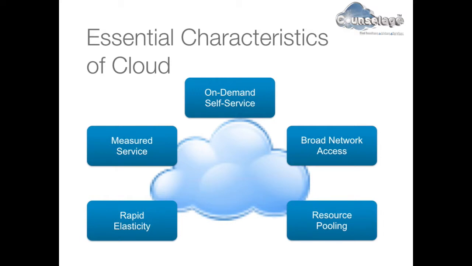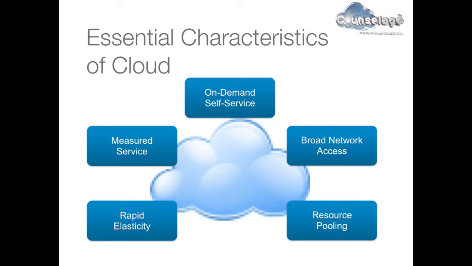The third one is resource pooling. So, what happens here is that providers' computing resources are pooled to serve multiple consumers using a multi-tenant model, as we've seen, with different physical and virtual resources dynamically assigned and reassigned according to consumers' demand. So there is a sense of location independence in that the consumers generally have no control or knowledge over the exact location of the provided resources, but may be able to specify locations at a higher level of abstraction. Say, for example, maybe they know about the country or the state or the data center. So these resources could include storage, processing, memory, and network bandwidth.